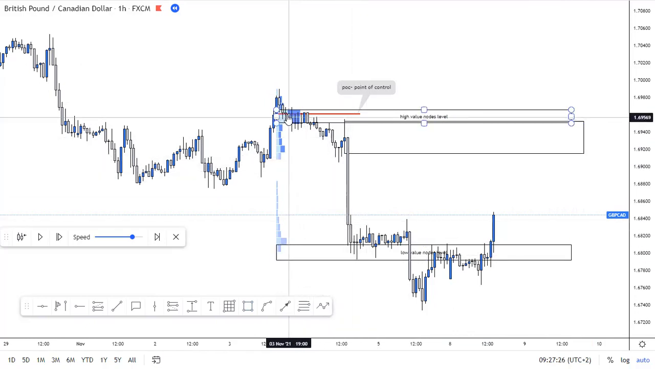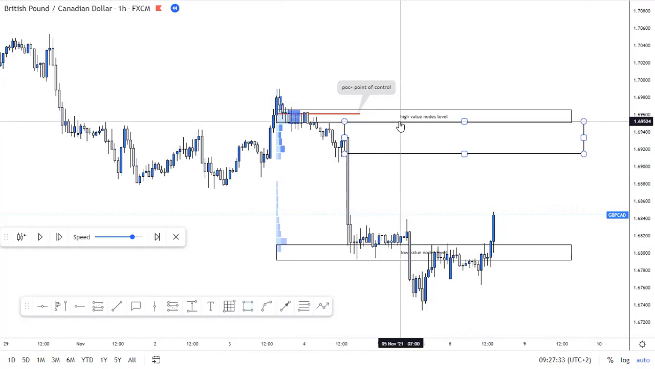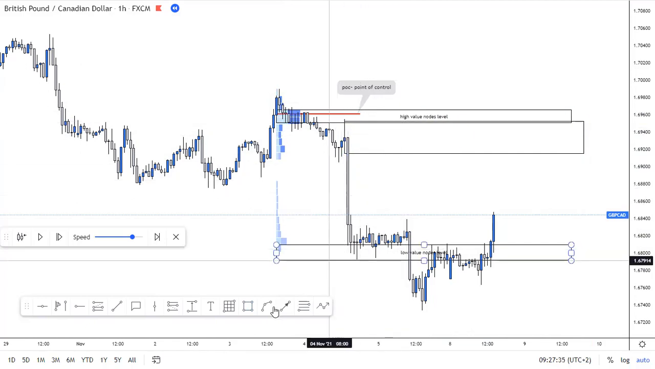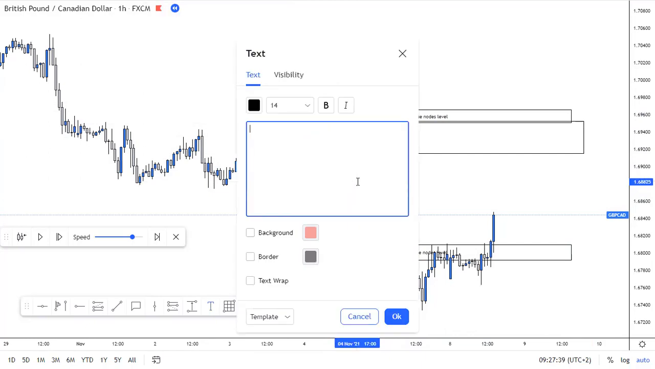You can see this is where you had a consolidation. This is a consolidation, this is a consolidation. It's our high value node level, and then here you had an imbalance or liquidity void. Let's just say it's inefficiency.